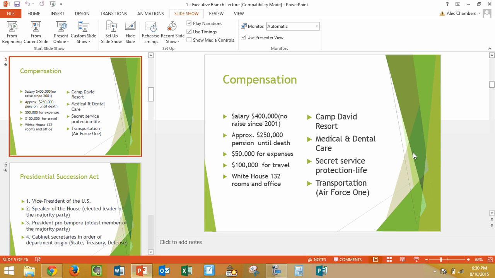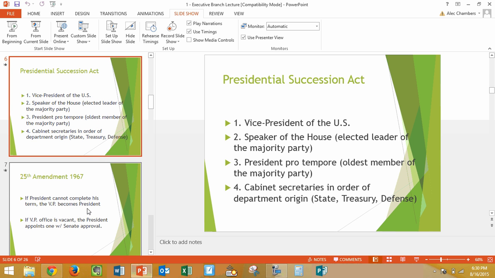The president gets full medical and dental care for the rest of his life, and the president gets Secret Service protection for the rest of his life, as well as Secret Service protection for his family. The president needs that Secret Service protection because lots of people in the world and in America, unfortunately, would like to see a sitting president killed for various reasons. If that were to happen, that would be called an assassination.